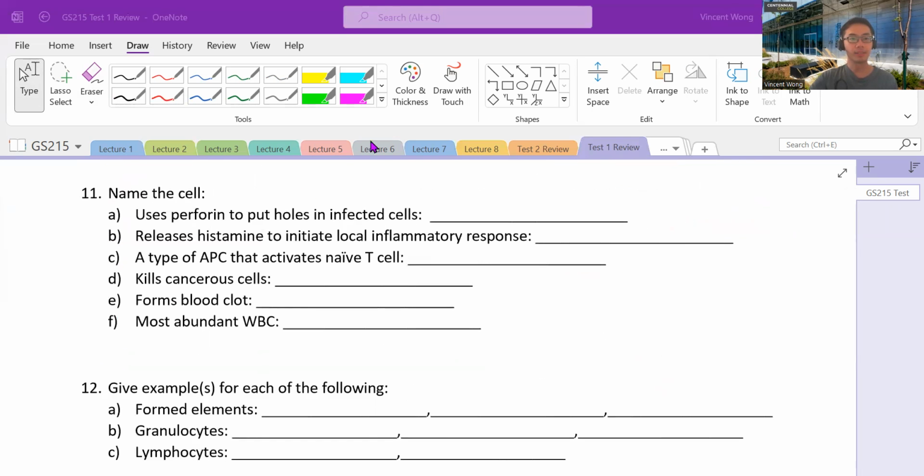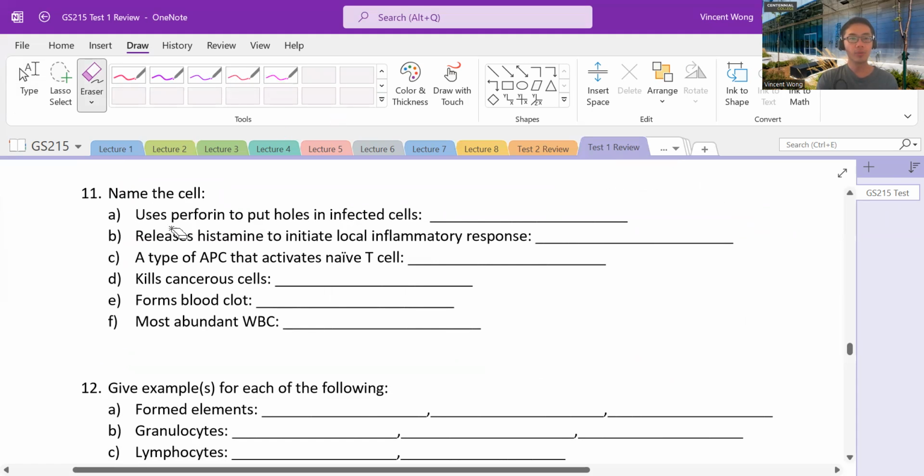Name the cell. All right, let's see what this is. Use perforin to put holes in infected cells. That would be the killer T cell. There's a slide on killer T cell. Another name for killer T cell is cytotoxic T cell. Okay, and they put holes in their target. The thing that puts holes in it is called perforin, okay? As in they perforate the membrane.